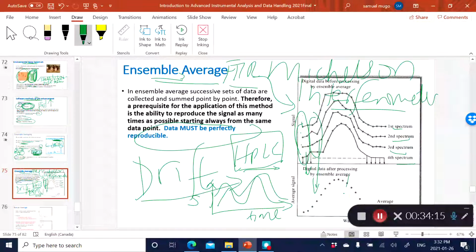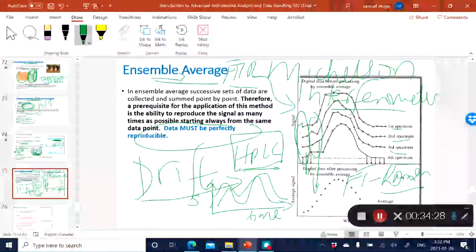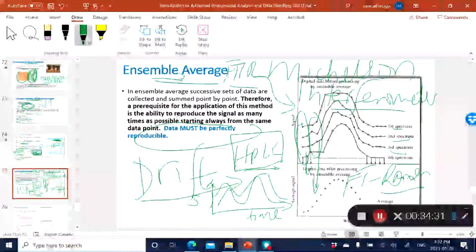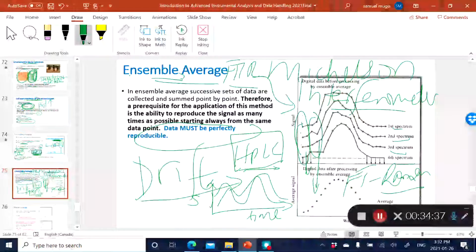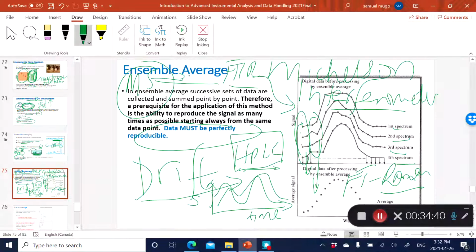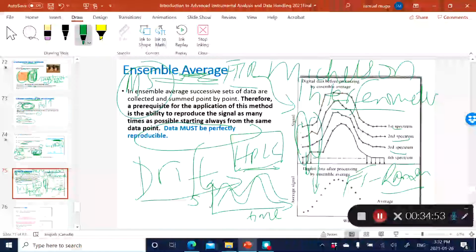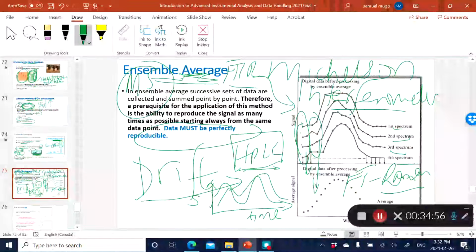Of course, you can also use it for the so-called Fourier transform Raman spectrometer as well, and we're going to talk about Raman in class. Again, it has a Michelson interferometer, which makes it possible for you to get perfectly reproducible results. You can also use it in the mass spectrometer, and we're going to talk about it in class as well. With the mass spectrometer, you can also do ensemble averaging, because you can fairly get reproducible results, especially because of the time of flight. You can get multiple reproducible results, and so you can do ensemble averaging.